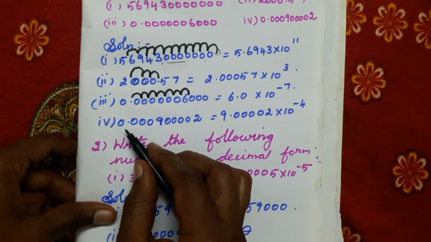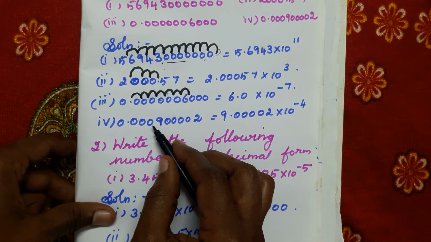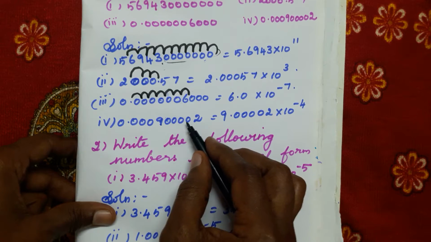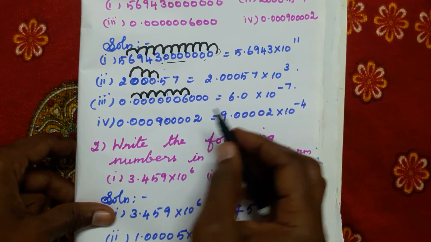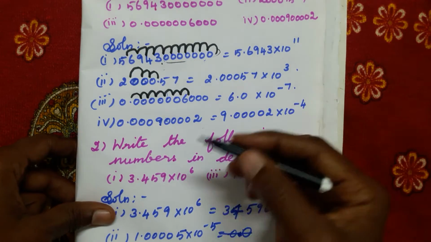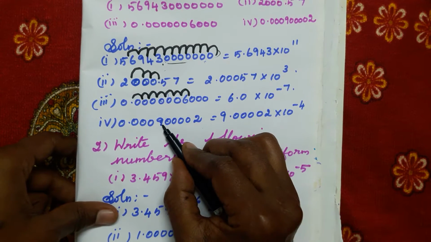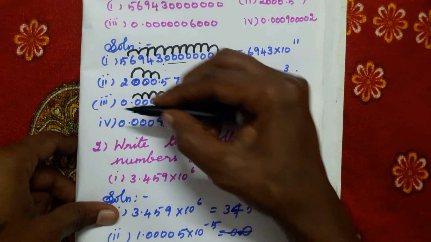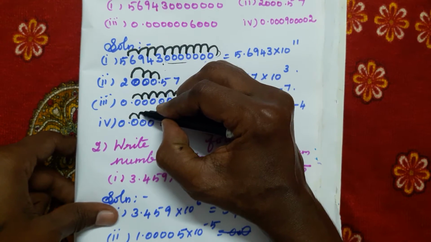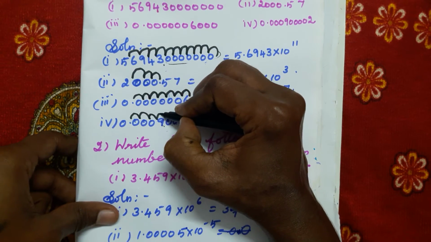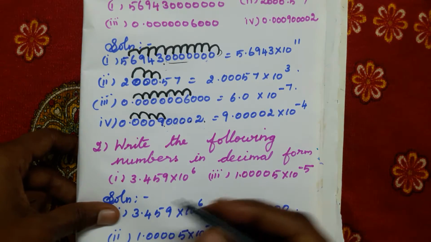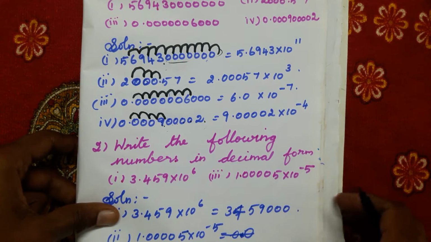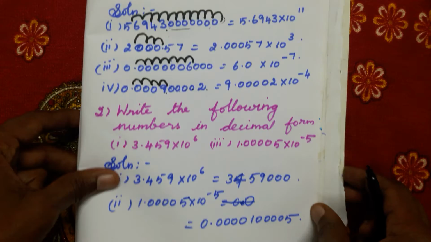Next, fourth one, 0.000900002. It is equal to, first what you have to write, 9.00002 into, how many digits did we move the decimal point? 1, 2, 3, 4. 4 digits right. So we want to write 10 power minus 4.